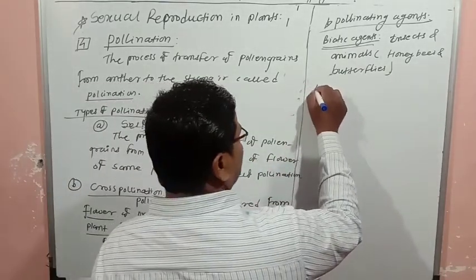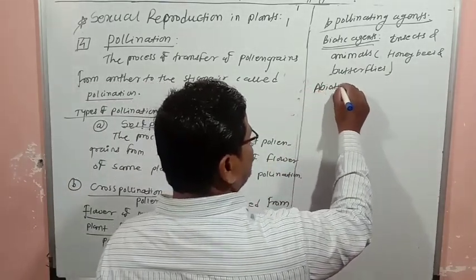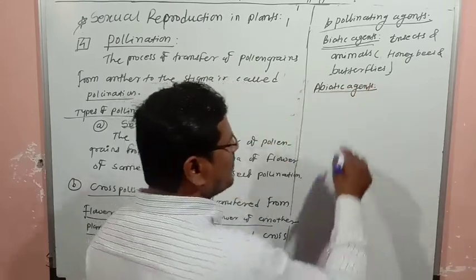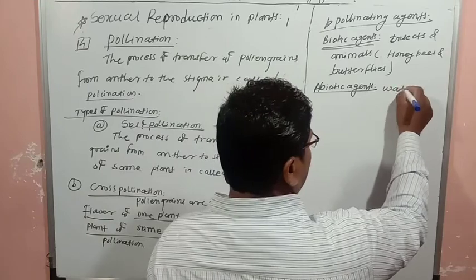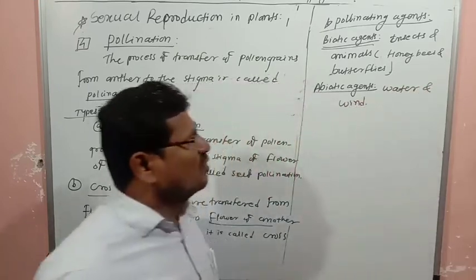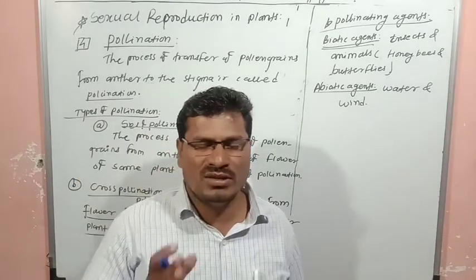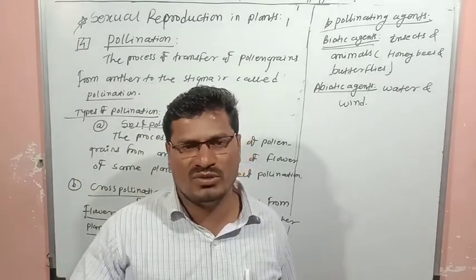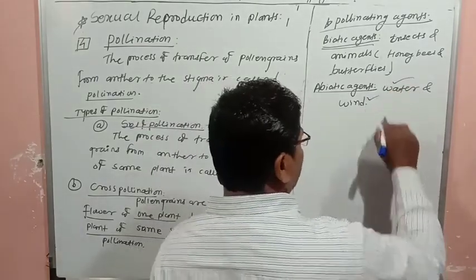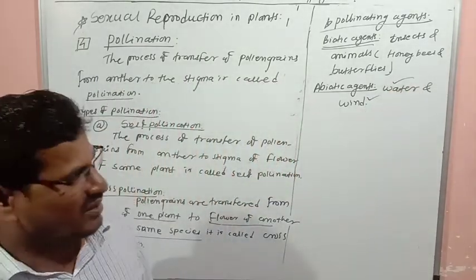And next, abiotic agents: water and wind. So pollen grains from the anther are transferred to the stigma with the help of water and wind. It is called abiotic agents.